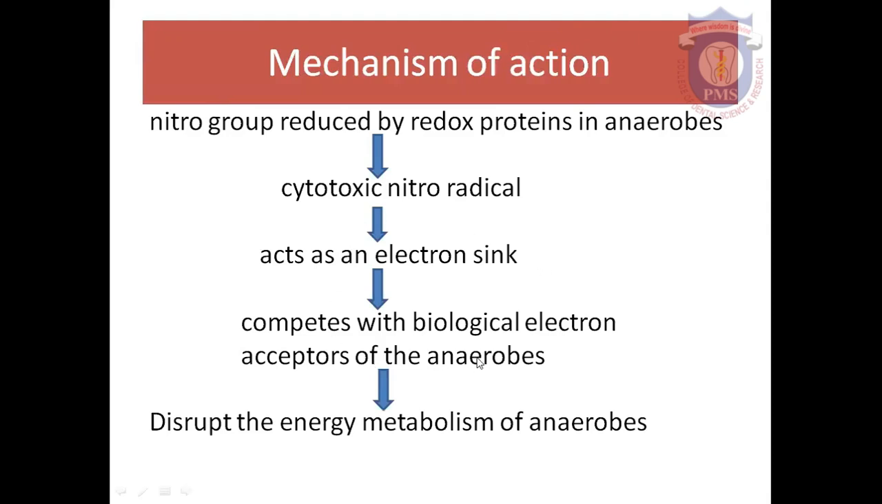In the anaerobes, the pyruvate ferredoxin oxidoreductase enzyme pathway will produce electrons. And these electrons are taken up by certain biological electron acceptors present in the anaerobes. And thus they have their energy metabolism. So what metronidazole does is the activated nitro radical of metronidazole will compete with these electron acceptors and therefore disrupt the energy metabolism of anaerobes.